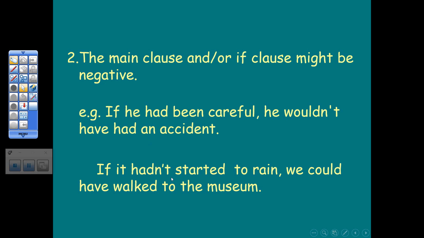If it hadn't started to rain, we could have walked to the museum. As you can see, in the first example, we add not to the helping verb would, and in the second sentence, we add not to the helping verb had.